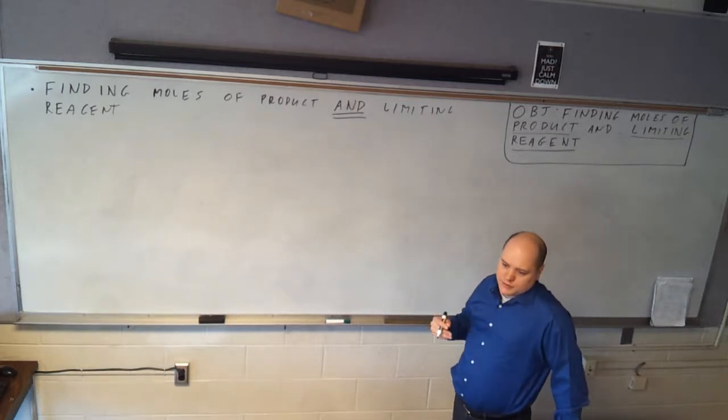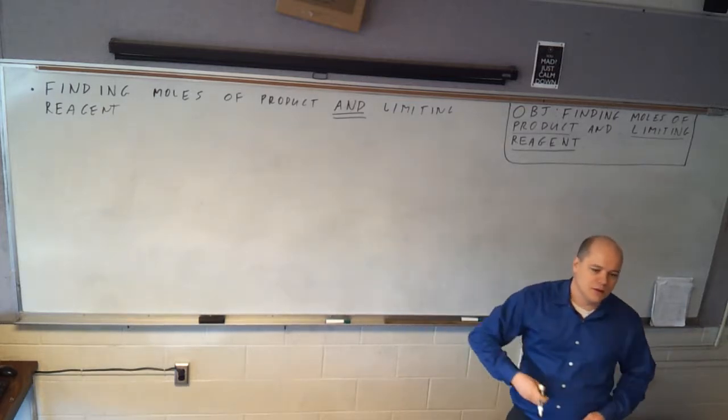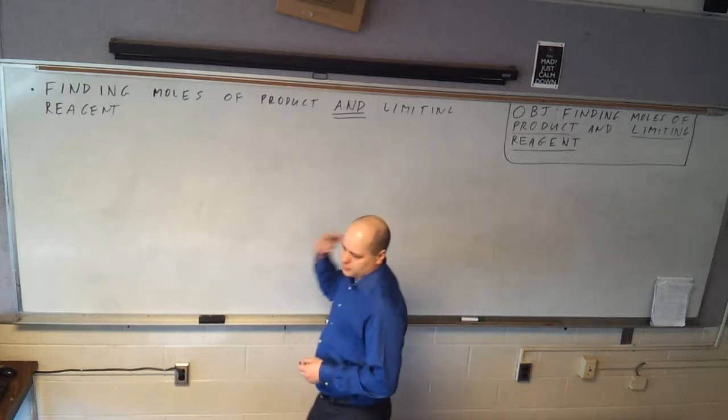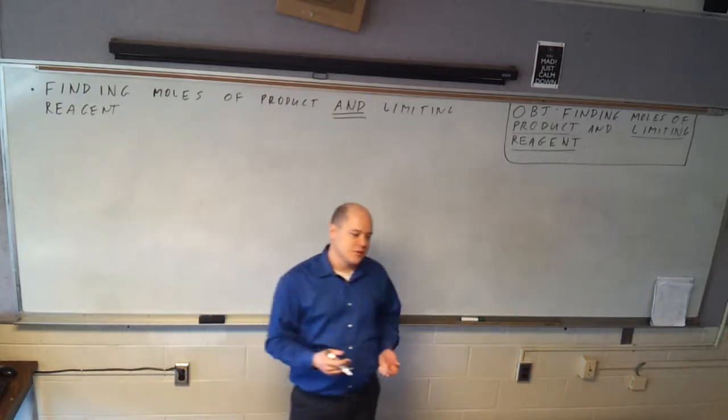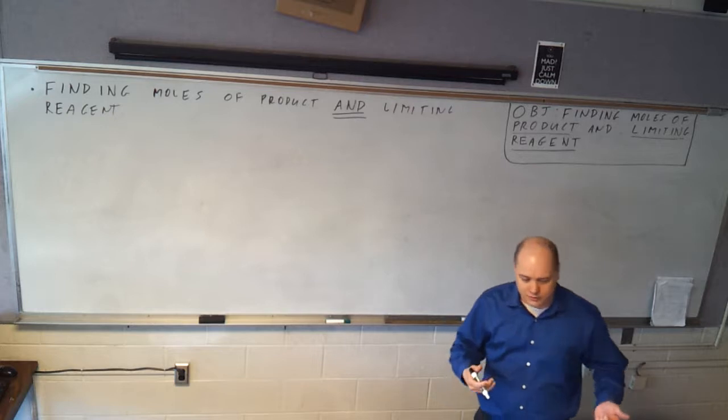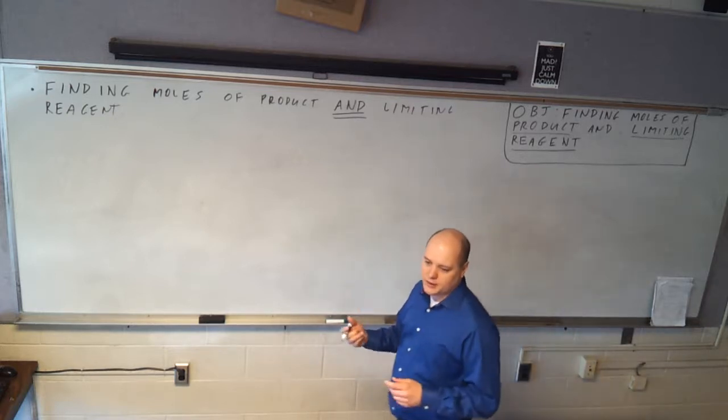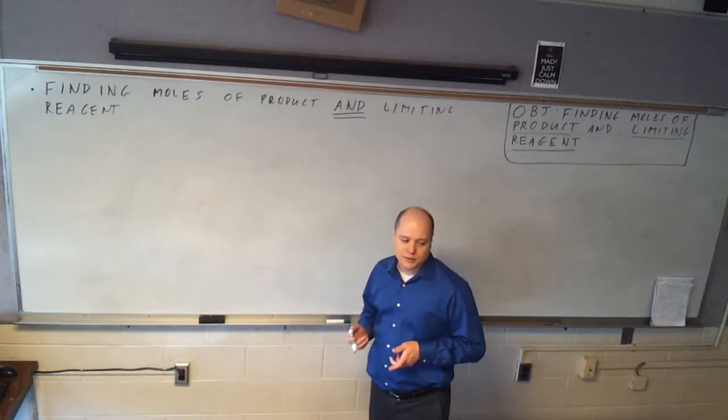Okay, so today what we're going to do is the reverse of what we did 2 days ago. 2 days ago, I gave you the amount of product we wanted to make, and we figured out how much of each reactant we need. Today we're going to do the reverse, where I tell you the amount of each reactant that we have, and we figure out how much product we produce.